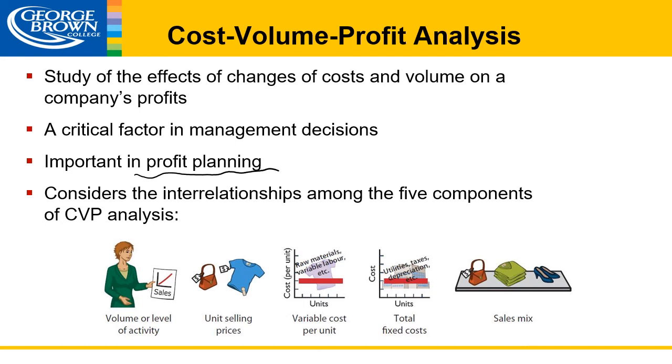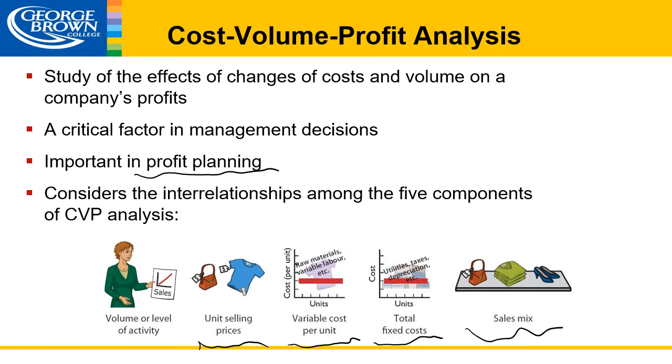Some of the key pieces of information we need to know in order to complete a CVP analysis are the unit selling prices of our products, or our average guest check in our case, the variable costs per unit, and our total fixed costs, which we can understand because we now know how to separate our total costs into fixed and variable components.